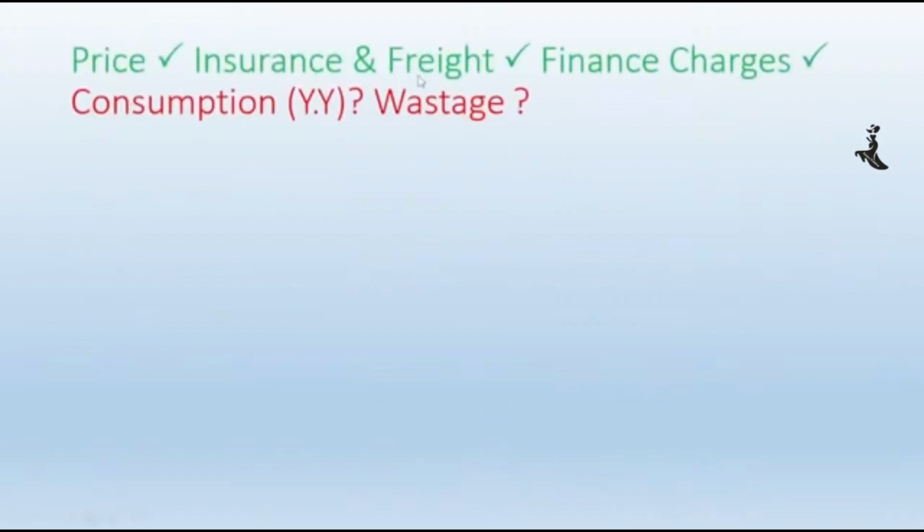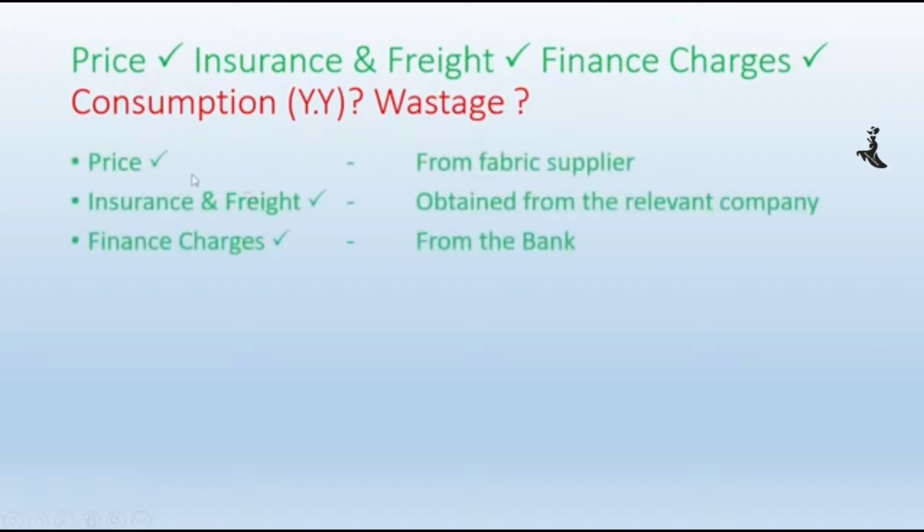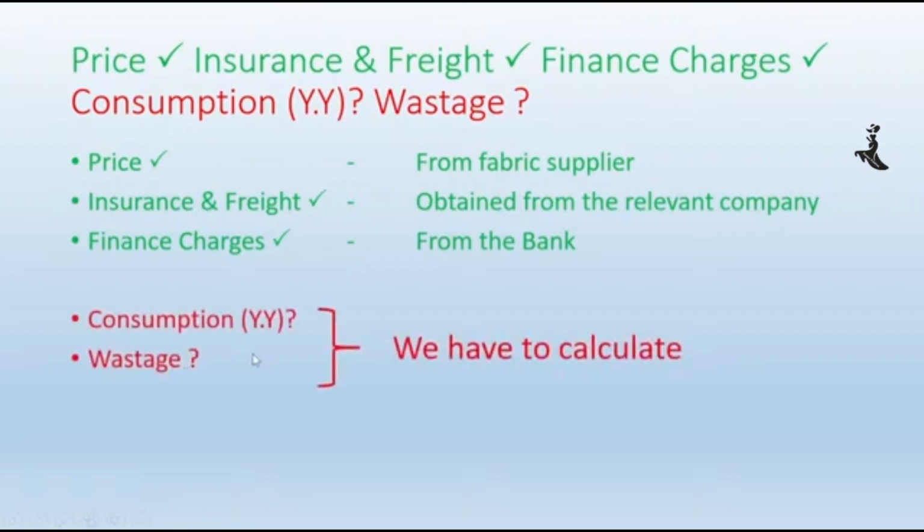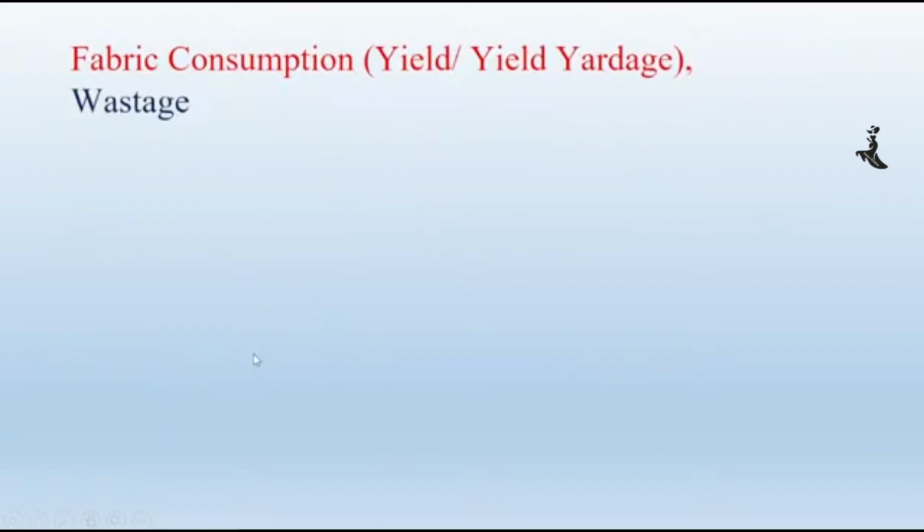Of these, the top 3, price we can actually get directly from the supplier. Insurance and freight also from the shipping company and insurance company, and financial charges from the bank. We don't need to calculate those, but when calculating consumption and wastage, we have to do that. Now the factory has to calculate. So how do we calculate?